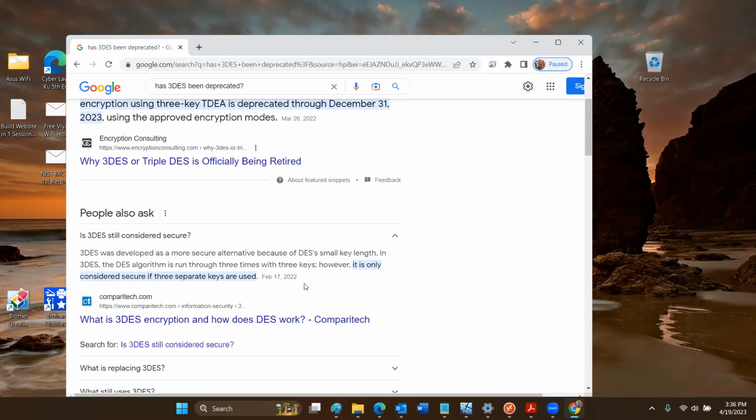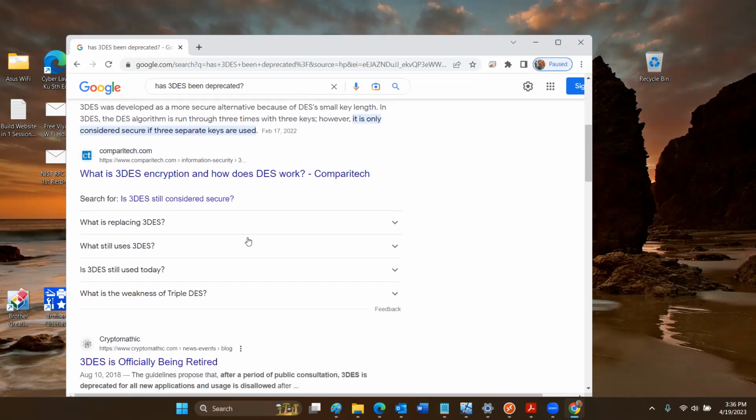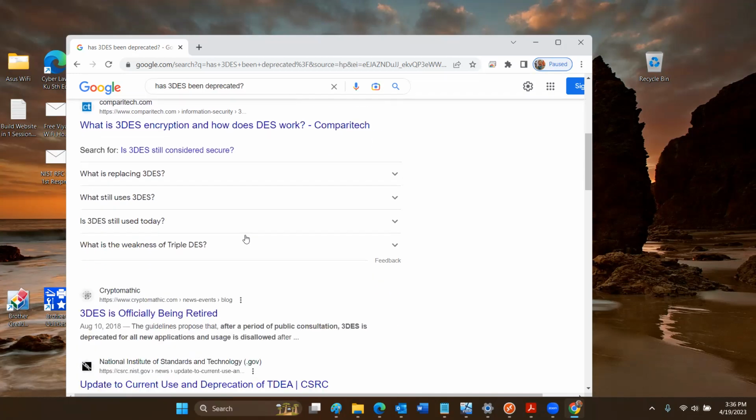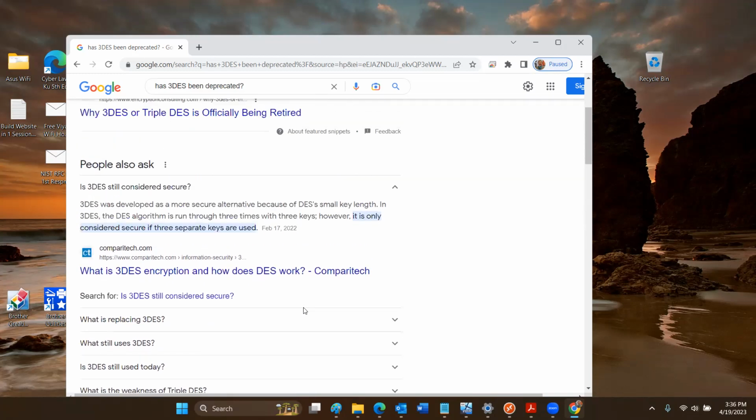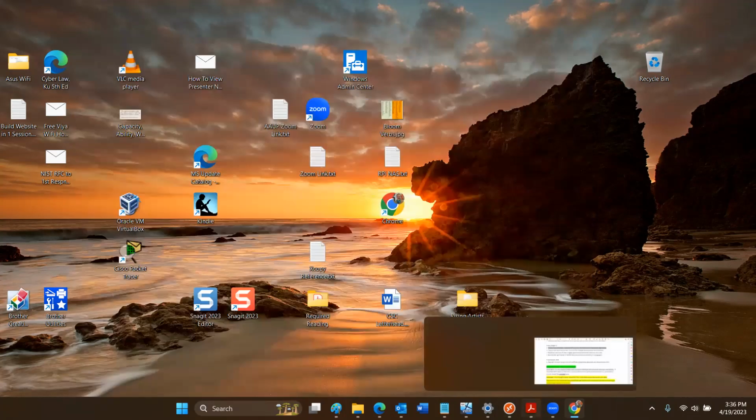It is only considered secure if 3 separate keys are used. So triple DES is deprecated for all new applications, right? Depending on the source and the standard, they're saying that, and this is all the way back in 2018, they're starting to retire this, right? AES replaced it. Any questions about those first two standards? No, sir. Okay.